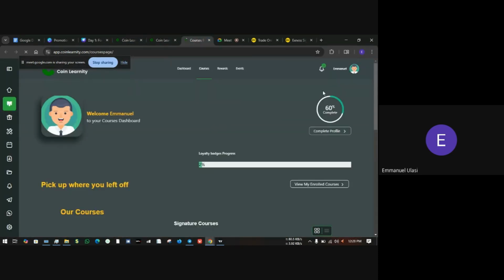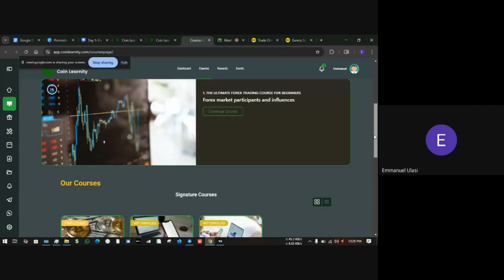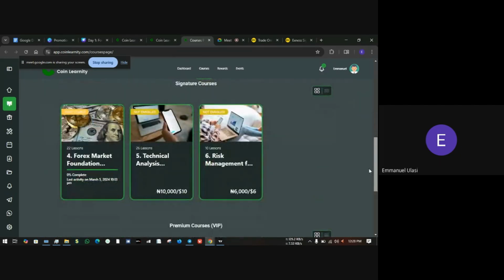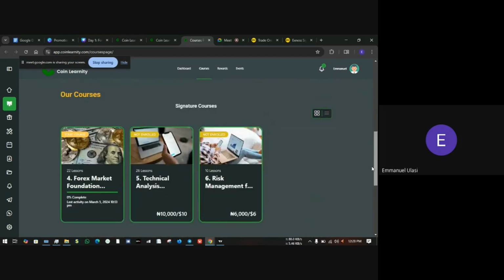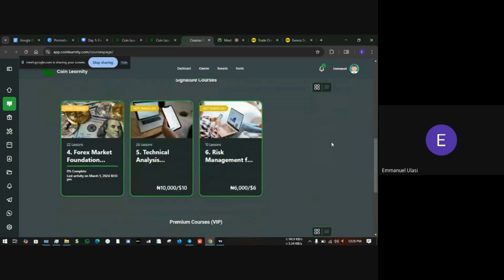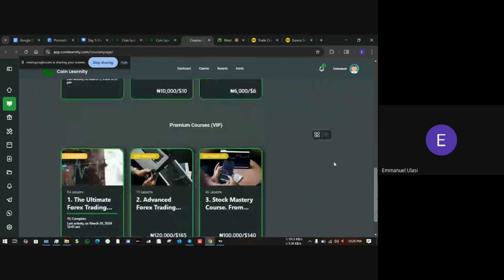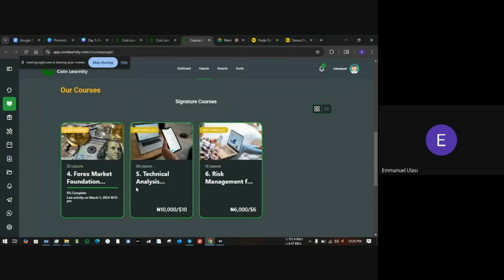On this courses page, this is where you're going to find the courses available at CoinLenity. At CoinLenity, we have two types of courses: the signature courses, as you can see here, and the premium courses. The signature courses are beginner-friendly and pocket-friendly, so as you can see, these courses are not costly. They contain beginner concepts that can teach you all about the basics of forex trading. They are also packed with beginner strategies that you can use to trade the forex market.